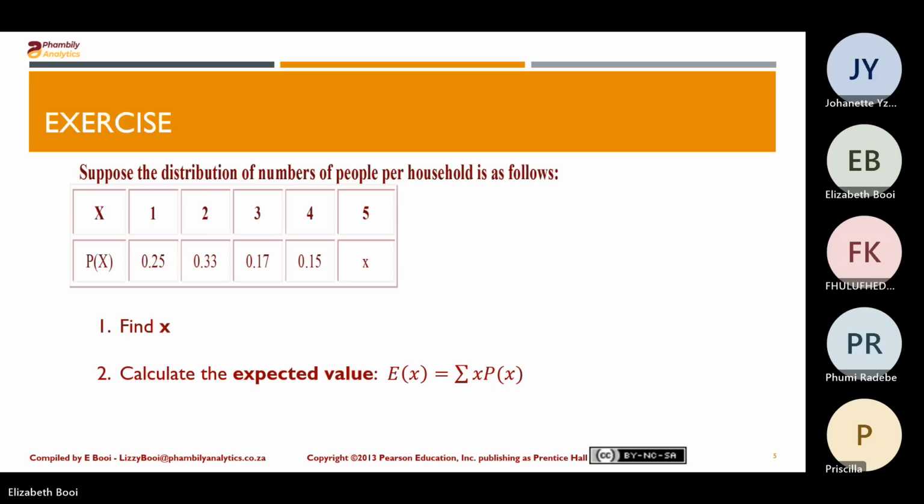So that will be 1 minus, in brackets, 0.25 plus 0.33 plus 0.17 plus 0.15, which equals 0.9. Therefore our x will be equal to 1 minus 0.9, and therefore it is equal to 0.1.